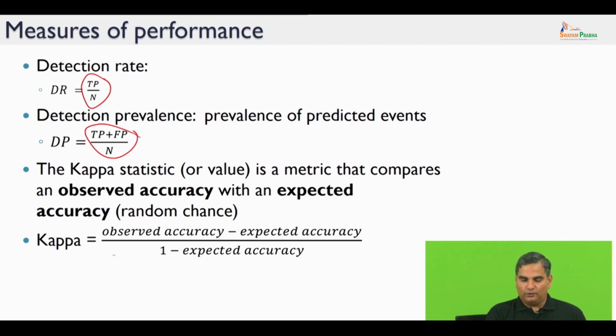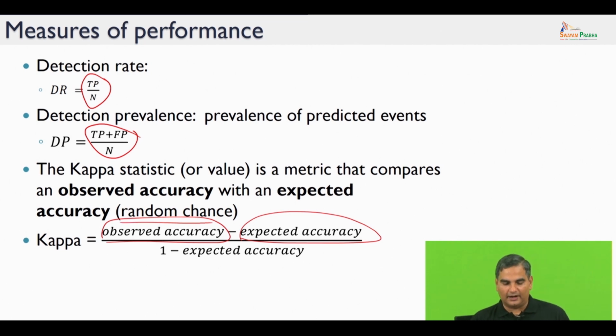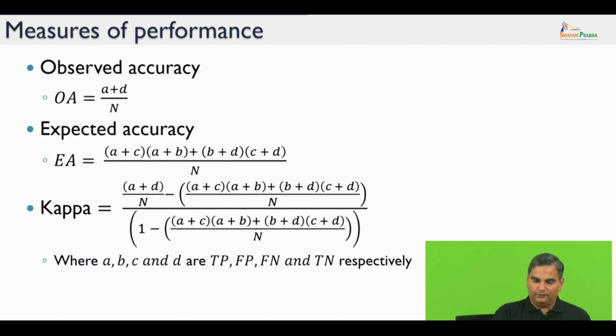So, what you want to know is that kappa gives you the observed accuracy, whatever the classifier gives you as a result, minus what accuracy you would expect for a classifier which is designed based on this notion of random chance, divided by 1 minus expected accuracy. So, this is the definition of kappa. What you want is for the observed accuracy to be larger than the expected accuracy. This is a slightly more complicated formula.